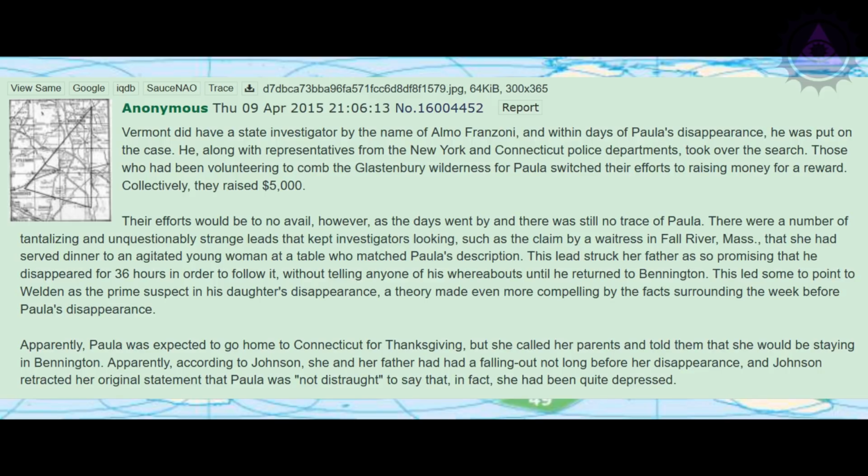Those who had been volunteering to comb the Glastonbury wilderness for Paula switched their efforts to raising money for a reward. Collectively, they raised $5,000. Their efforts would be to no avail, however, as the days went by and there was still no trace of Paula. There were a number of tantalizing and unquestionably strange leads that kept investigators looking, such as the claim by a waitress in Fall River, Massachusetts, that she had served dinner to an agitated young woman at a table who matched Paula's description. This lead struck her father as so promising that he disappeared for 36 hours in order to follow it, without telling anyone of his whereabouts until he returned to Bennington.